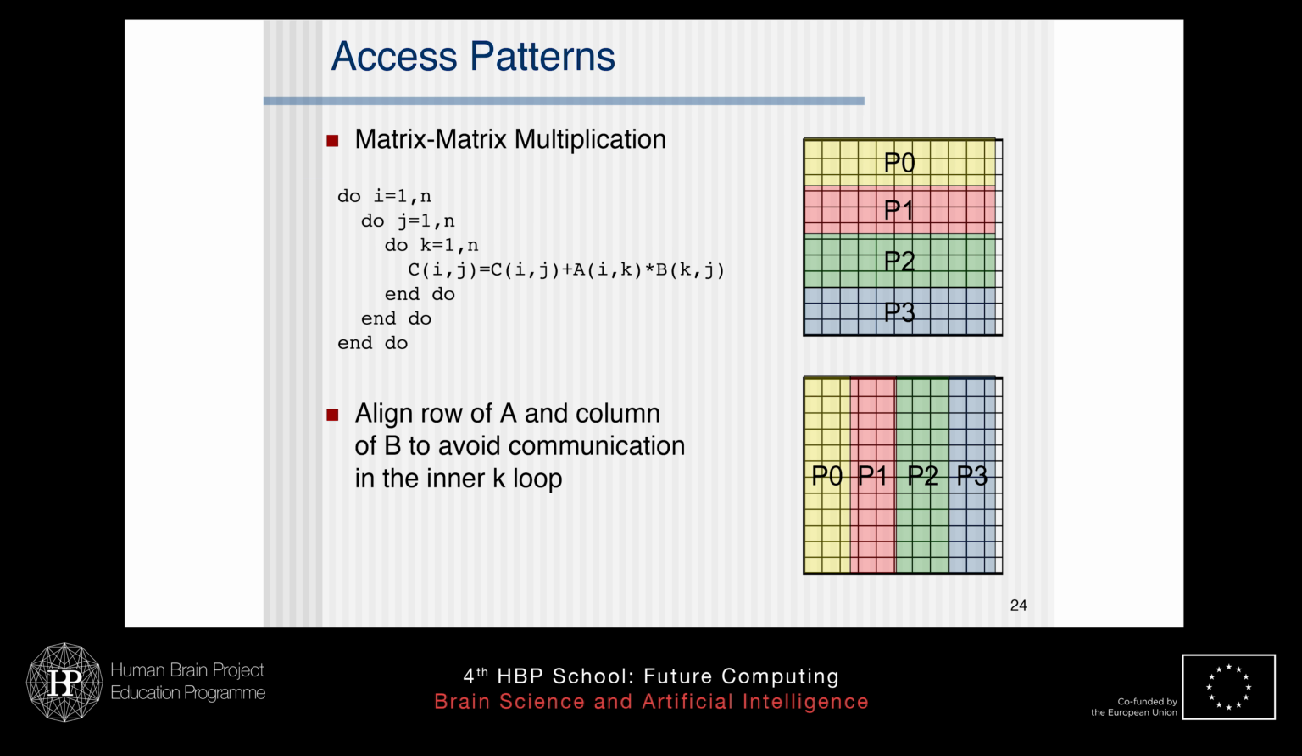What you also need to take care of is the access patterns. When you do a matrix multiplication here, you should align the rows of A and the columns of B to get less communication. Because on A you would iterate that way, and on B you would iterate that way, so you have the data local. If you would do it the opposite way, you would communicate all the time. So that's the kind of thing you need to think about.